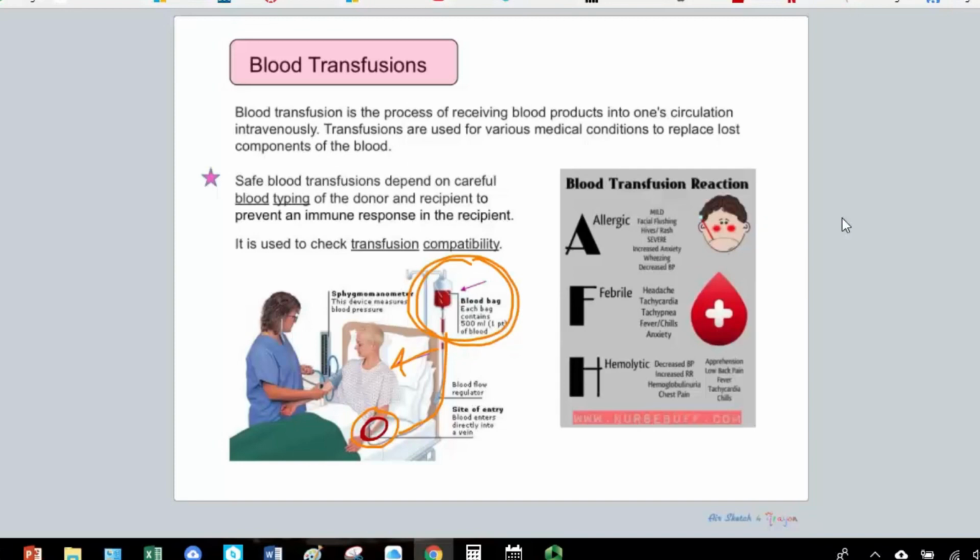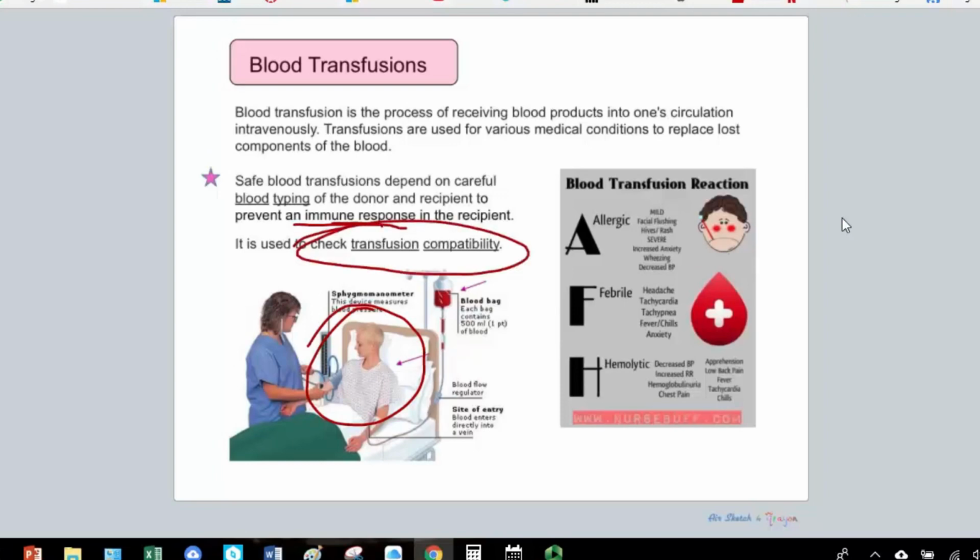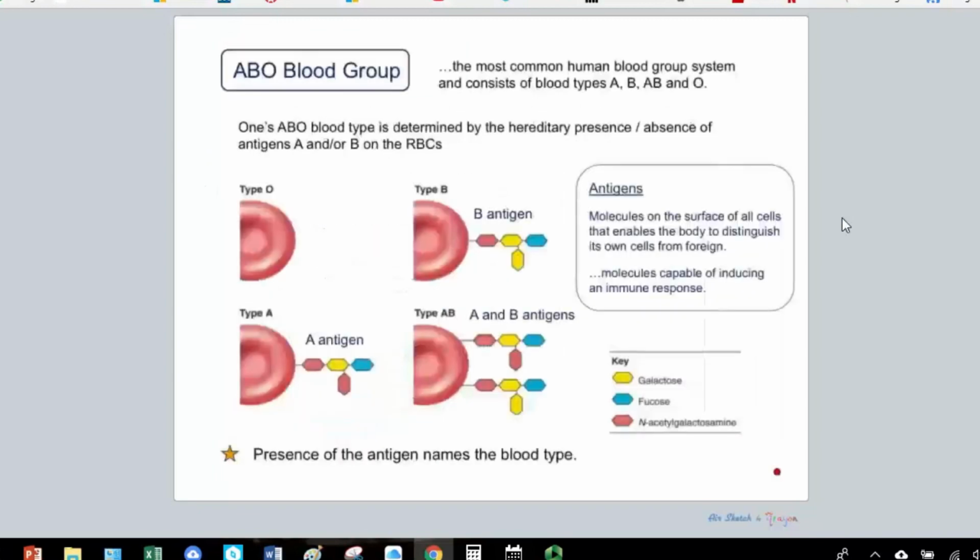So safe blood transfusions depend on careful blood typing of the donor. So this is the donor right here in the blood bag, and the recipient. The reason this is important is because we want to prevent an immune response in the recipient. We want to protect the recipient. And so basically, blood typing is used to check transfusion compatibility, the compatibility of the blood from the donor and the blood in the recipient.